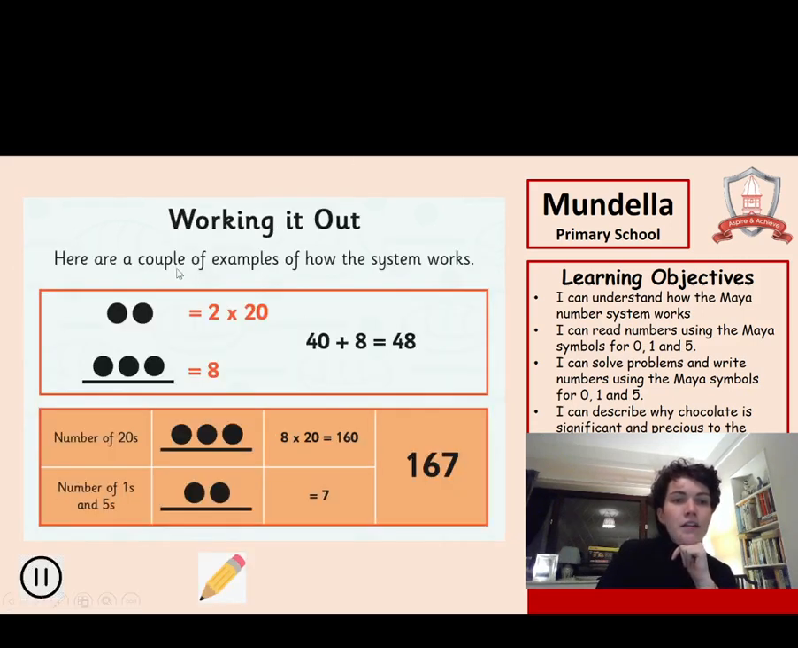So let's have a little look at a couple of examples of how the system works. So we've got the 2 high ones, which mean that we have 2 lots of 20. And then this is 8 because we've got 3 dots above a horizontal bar, and the horizontal bar is 5. So that together makes 48. Then we have the number of 20s. We've got 8 20s, which is 160. Number of 1s and 5s, we've got there 7.